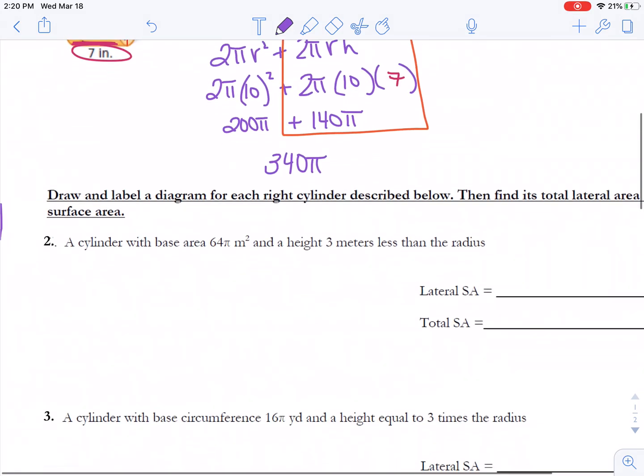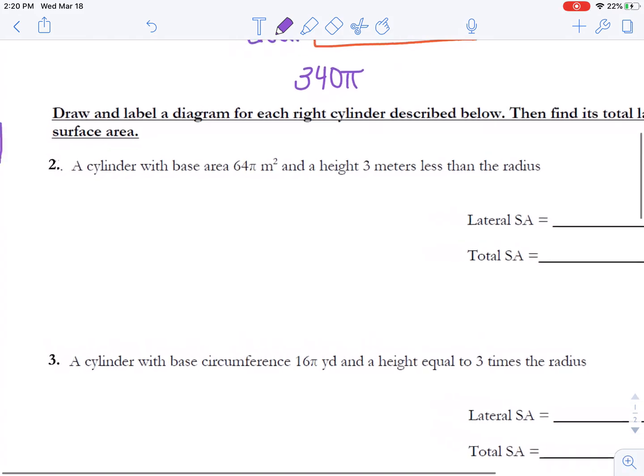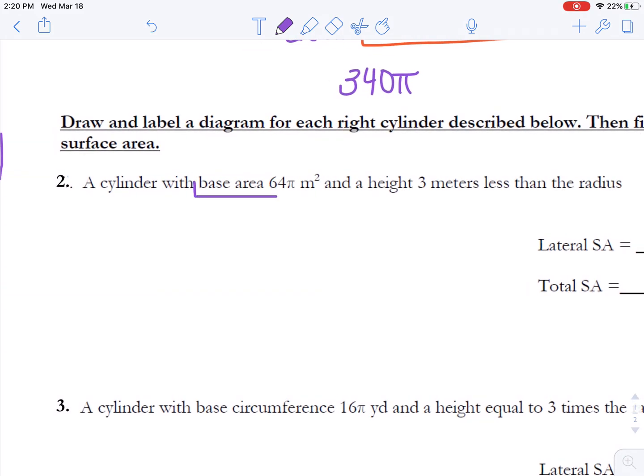Okay, let's try number 2. A cylinder with a base area of 64 pi square meters and a height of 3 meters less than the radius. So this one gets a little bit more interesting because it's giving us different information. So first, let's start with this base area of 64. So capital B. And in a cylinder, the base is a circle, so this is pi r squared, is equal to 64 pi.